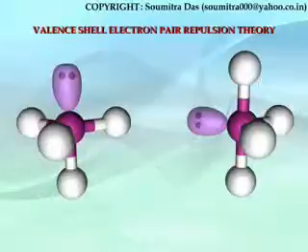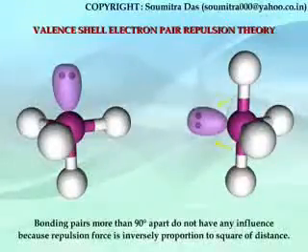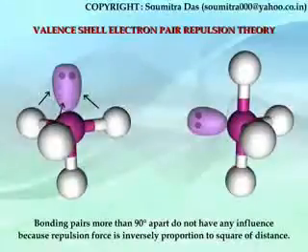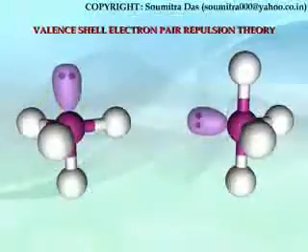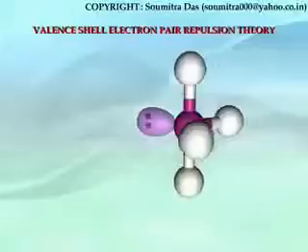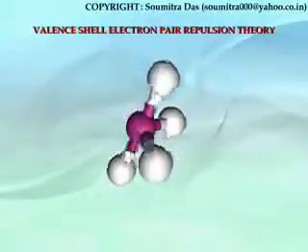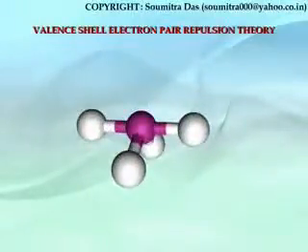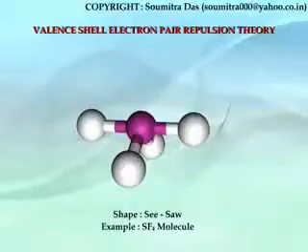In the equatorial position, it is repelled by 2 bond pairs only, whereas in the axial position, it is repelled by 3 bond pairs. So the lone pair always occupies the equatorial position. Since the lone pair does not contribute to the shape, in this case the shape will be seesaw.